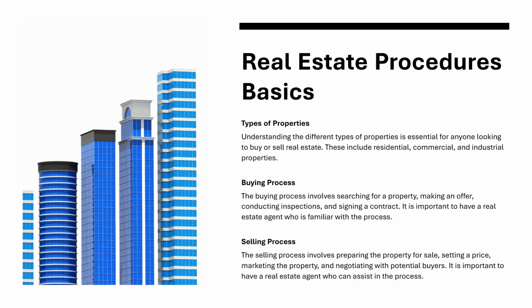Real estate procedures basics. Types of properties. Understanding the different types of properties is essential for anyone looking to buy or sell real estate. These include residential, commercial, and industrial properties. Buying process. The buying process involves searching for a property, making an offer, conducting inspections, and signing a contract. It is important to have a real estate agent who is familiar with the process.